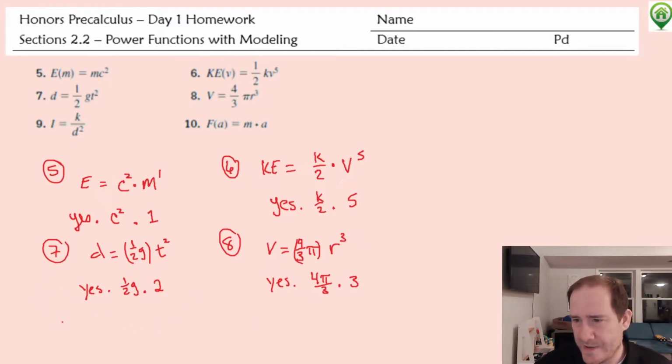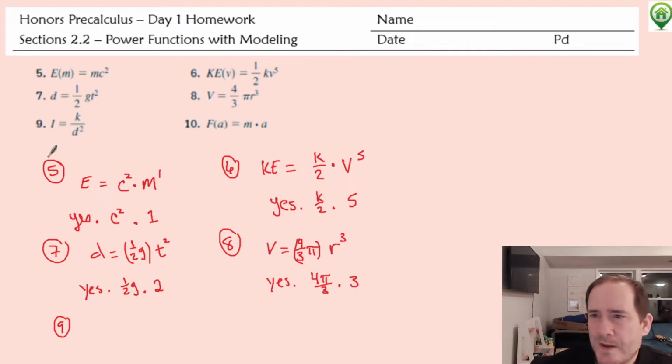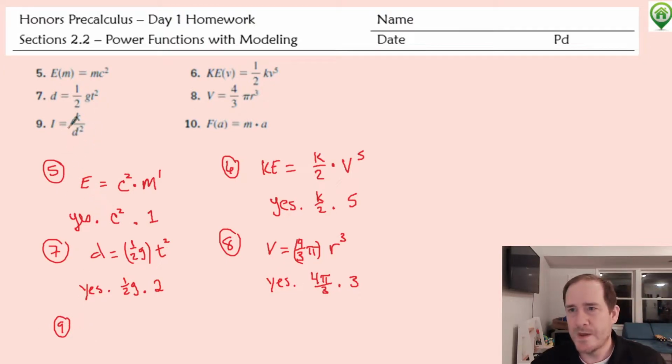Alright, what about 9? I'm getting a little low on space, but I'm okay. What is 9? An I and a D? No idea what that is. I don't care. Is that a power function? Yes, but I would rewrite it if I were you. This is I equals some coefficient k multiplied by d to the -2. As soon as you rewrite it with the negative exponent, it should be obvious that yes, we're a power function. Our constant of variation is the k, but our power is -2.